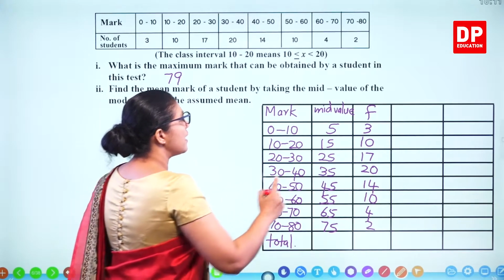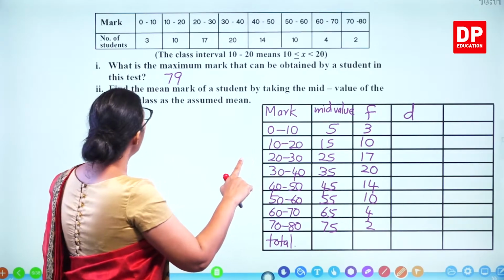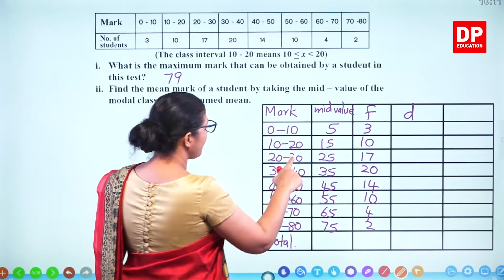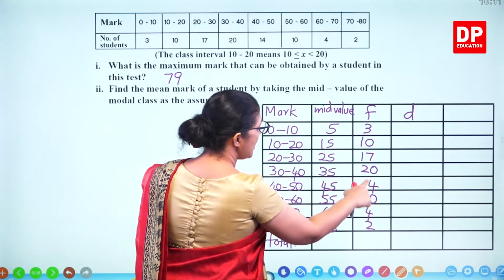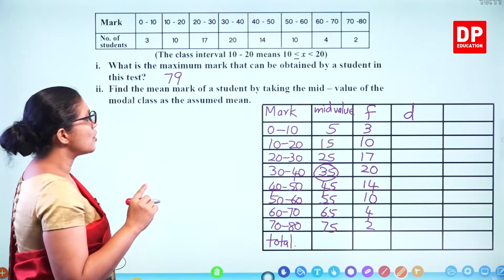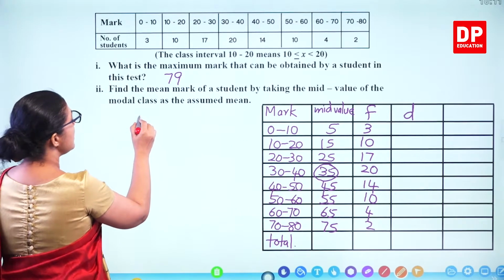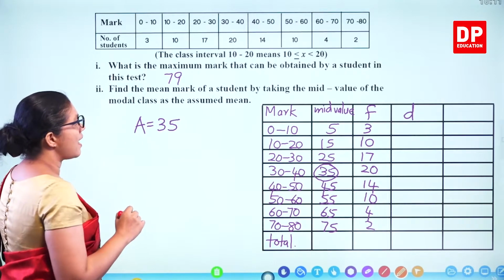Now we have to take the deviation, but it says take the modal class. So what's the modal class? Highest frequency, this one. So we can take this one as the assumed mean. So assumed mean is 35, the mid value of the modal class.